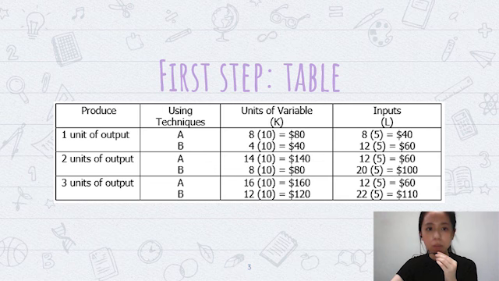For inputs, 1 unit of output using technique A is 8 times 5 equal to $40. For technique B it is 12 times 5 equal to $60. For 2 units of output using technique A is 12 times 5 equal to $60. For technique B it is 20 times 5 equal to $100. For 3 units of output using technique A is 12 times 5 equal to $60. For technique B it is 22 times 5 equal to $110.